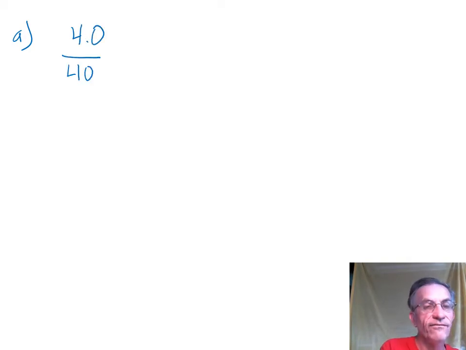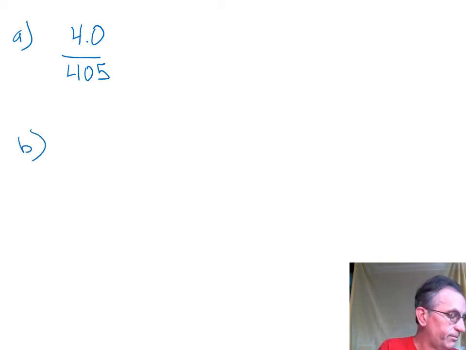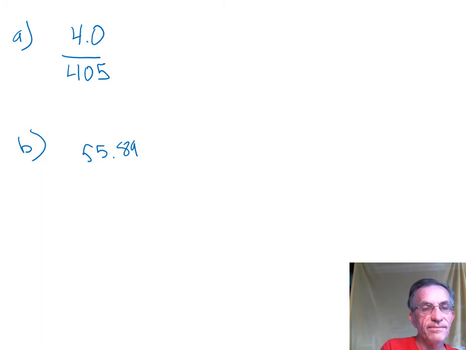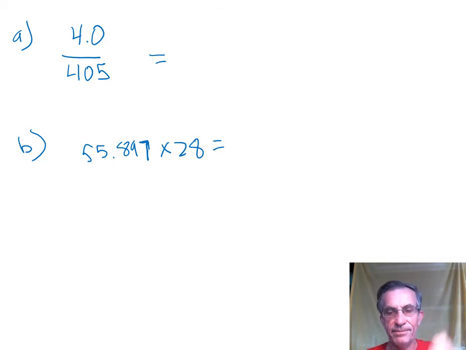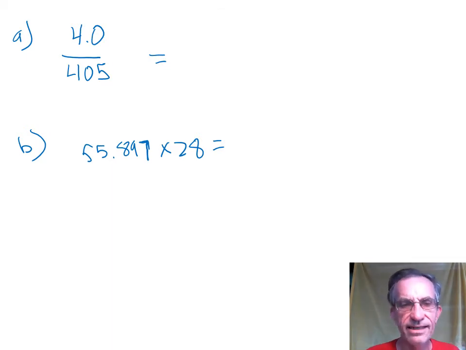4.0 divided by 405. And then while we're at it, let's do one more. We'll call this one B. How about 55.897 times 28? What does that equal? So again, maybe bust out your calculator, try it out, see what happens. I'm going to go ahead and keep going over it, but it wouldn't hurt for you to try it on your own.